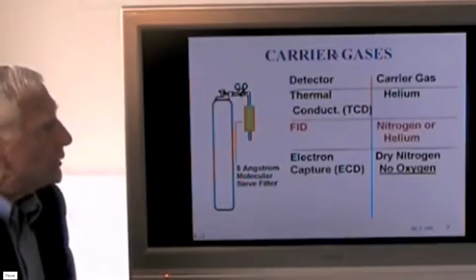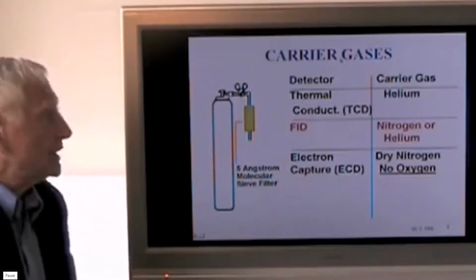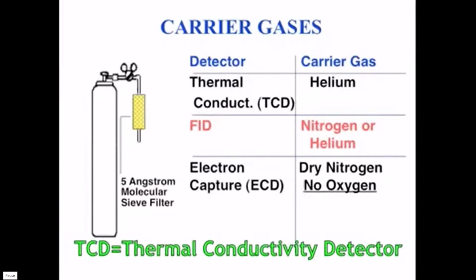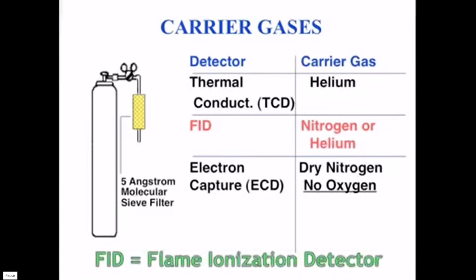Carrier gas. The carrier gas must be inert and suitable for the detector. In the case of a thermal conductivity cell, TCD, the most frequently used carrier gas is helium. Occasionally hydrogen is used. For the flame ionization detector, FID, either nitrogen or helium are commonly used.